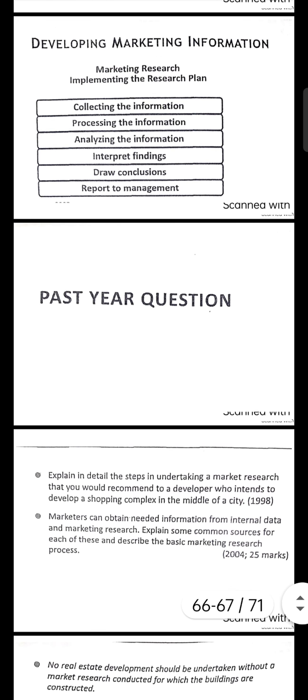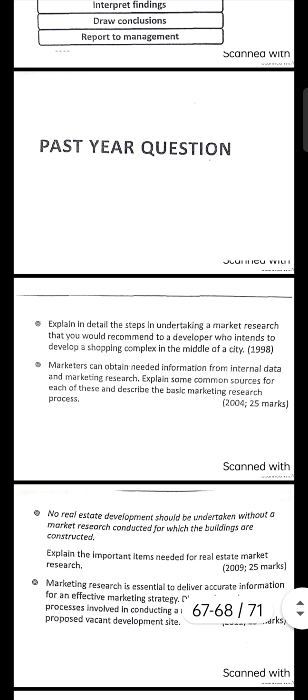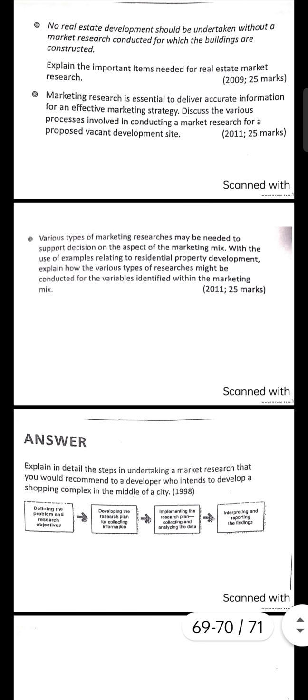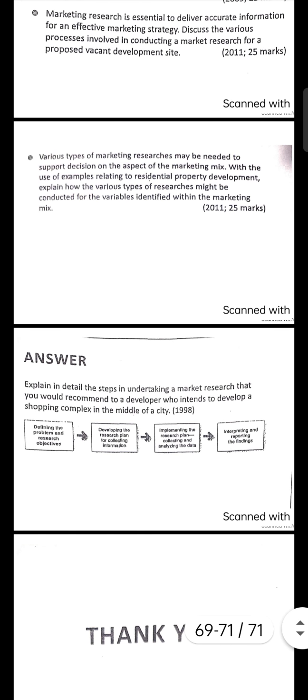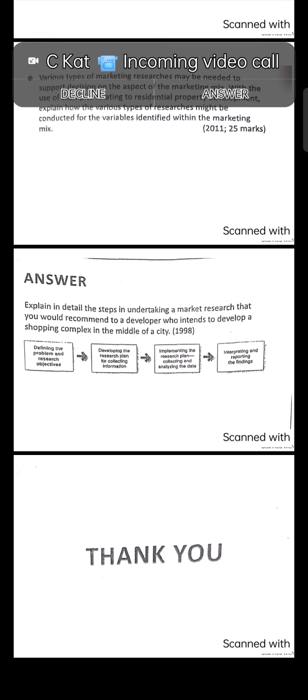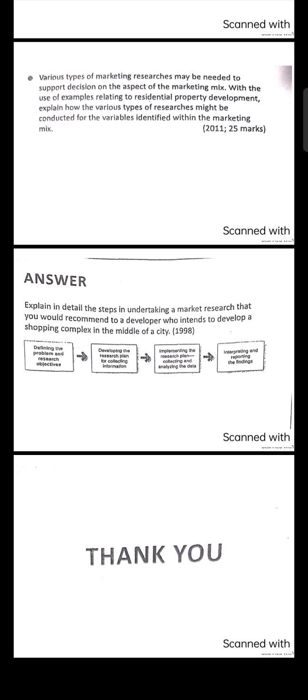There will be past year questions. You can have a look, and they come with answer guidelines. Basically, the important one is marketing research, the marketing research process. Okay, that's all. Thank you.